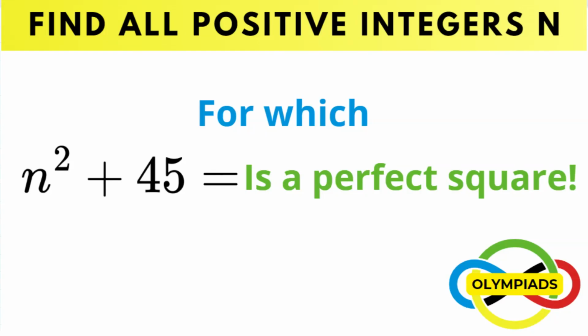Today we look at finding all the positive values of n for which n squared plus 45 gives you a perfect square. This is a MathCounts question. Really fun little problem, a few skills involved. Let's try it out.